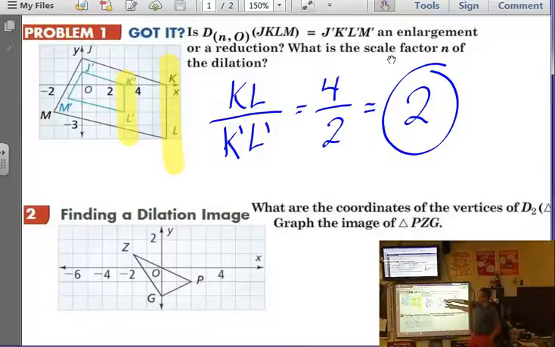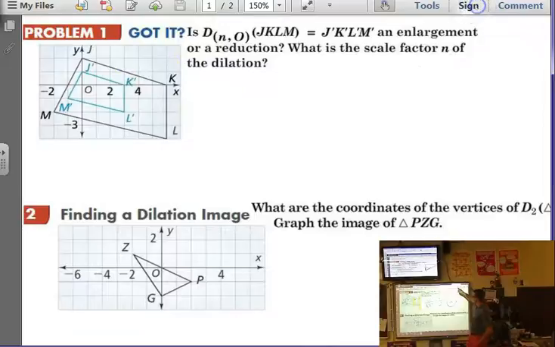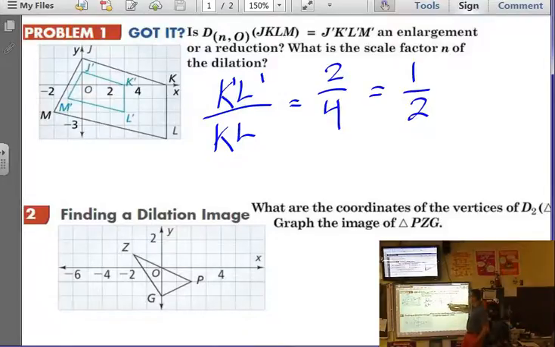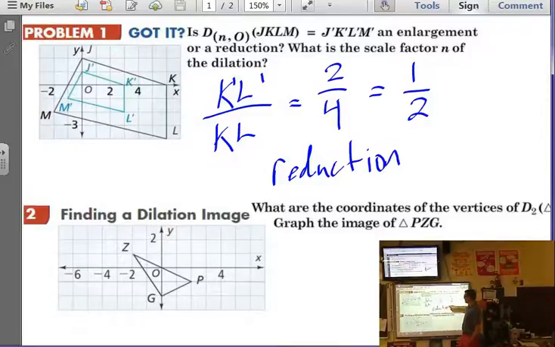So all of this needs to be flipped the other way around. That's totally my fault. So, take your prime points on top of your original, 2 to 4, scale factor of 1/2. It's a reduction. That was not on purpose, but that's how easy it is to get your stuff switched around. Enlargement versus reduction. That was just an honest, genuine mistake.